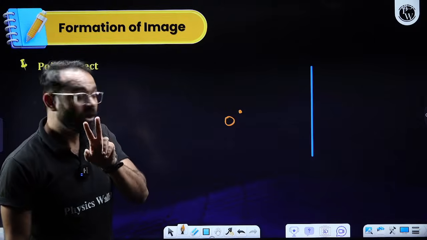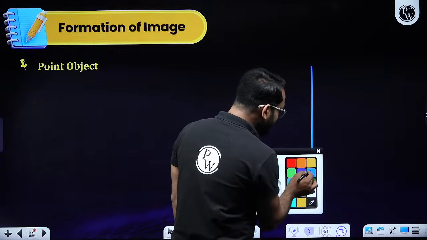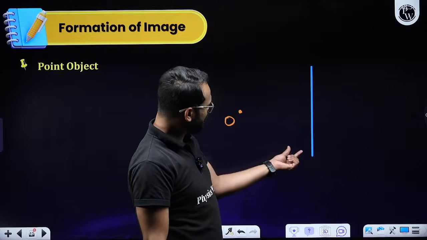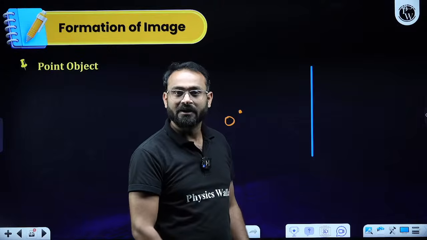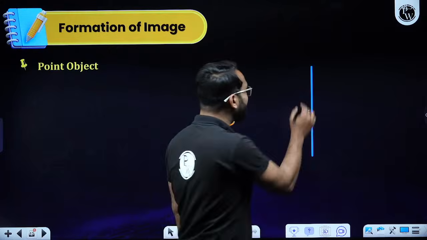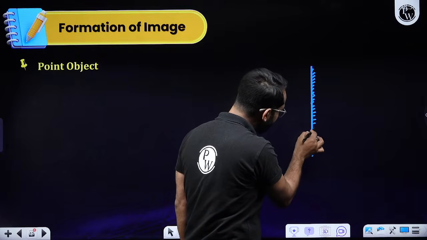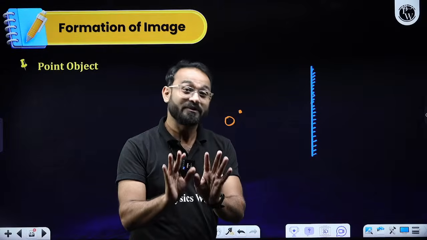So the minimum 2 rays are required. So how is the image going to form? First of all, I need to make this a plane mirror. Sir, you already mentioned that this is a plane mirror. I would say this is not a plane mirror, this is glass. How to convert this into a plane mirror? I need to mark one of the sides as a polished surface. Now this is a plane mirror. Got it?